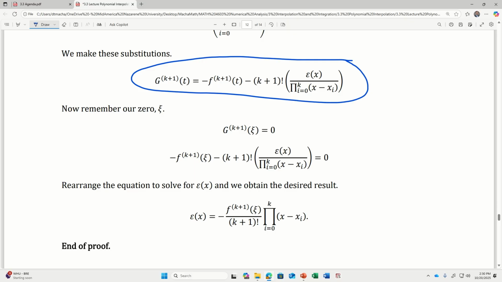And then you rearrange, use your algebra skills. So we add the k plus 1th derivative of f to both sides, divide both sides by k plus 1 factorial, and you multiply both sides by that product, and this is what we get.